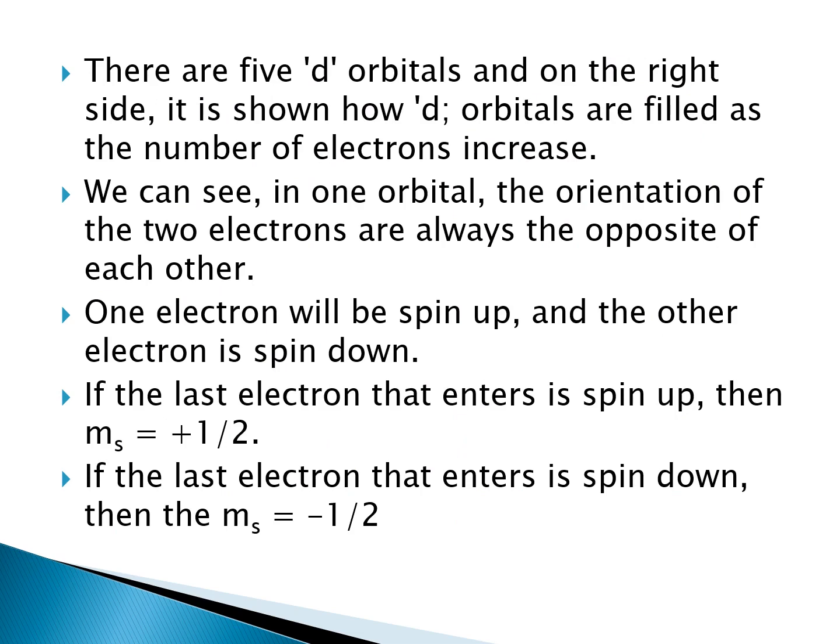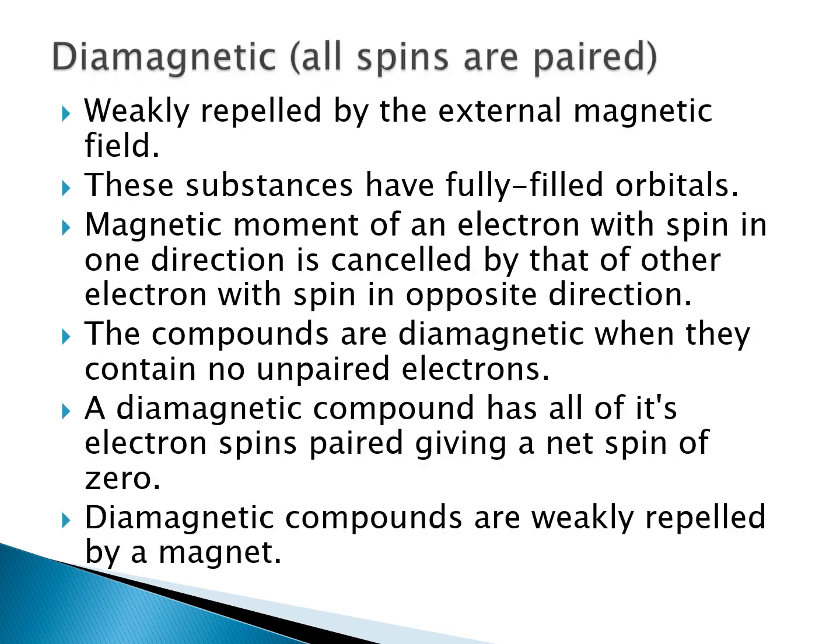In one orbital, the orientations of the two electrons are always opposite to each other. One electron will be spin up and the other electron is spin down. If the last electron that enters is spin up, then the spin moment ms is equal to plus 1 by 2. If the last electron that enters is spin down, then ms is equal to minus 1 by 2.